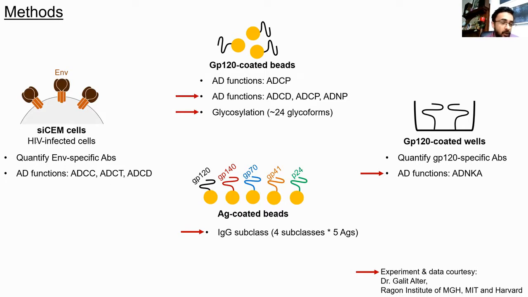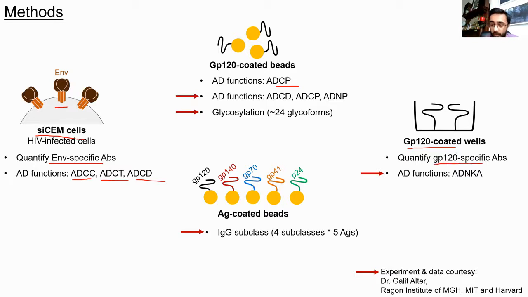In our lab, we developed sorted HIV-infected CM cells, which are 100% HIV infected, that express envelope in a closed conformation, and they downregulate CD4 from the surface of the cells. Using these targets, we measured the amount of antibodies binding to envelope. We also measured ADCC, trogocytosis, and complement deposition, which are antibody dependent. We also measured phagocytosis on GP120 coated beads. And we used GP120 coated wells to measure the GP120 specific antibodies.